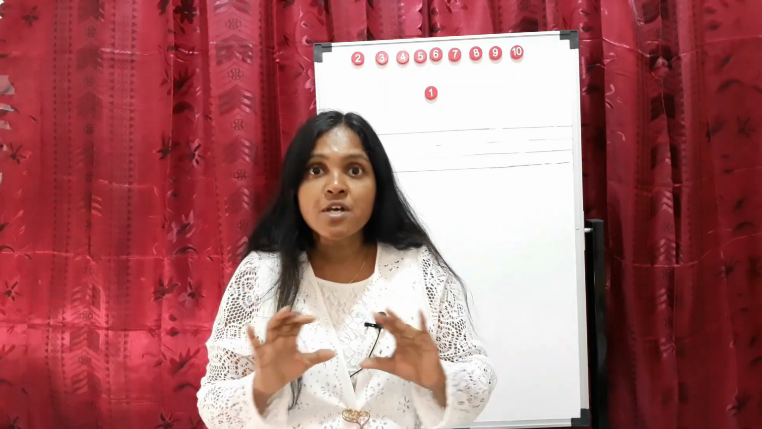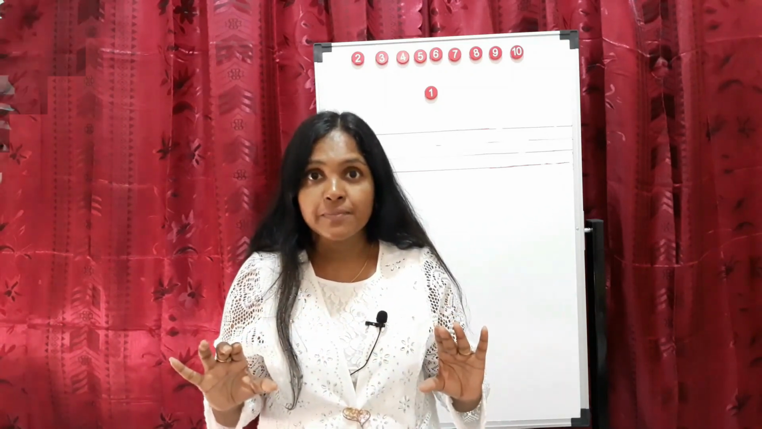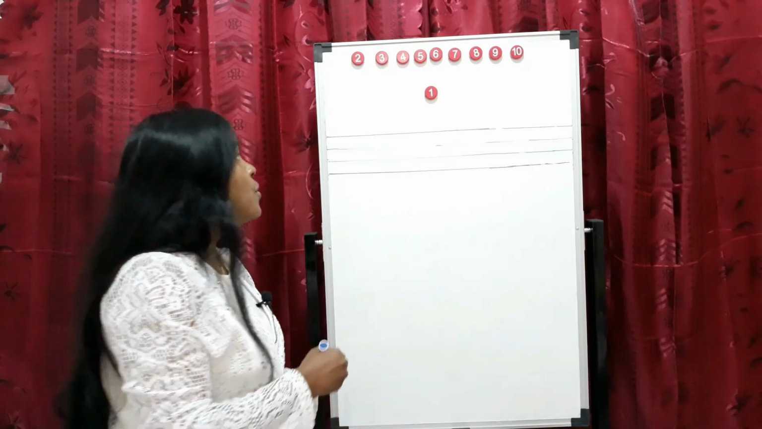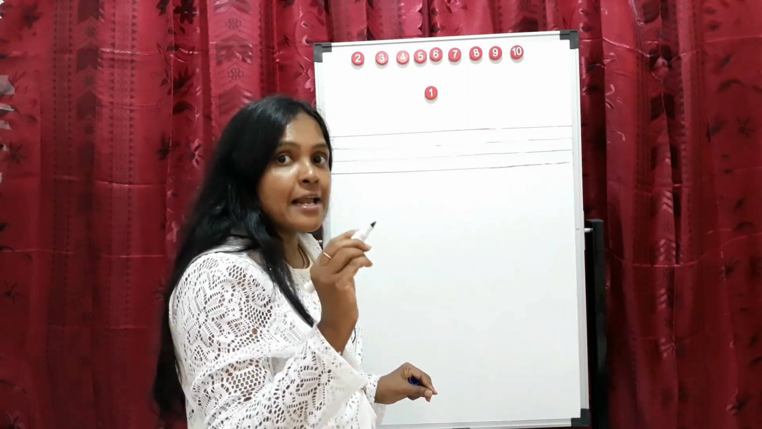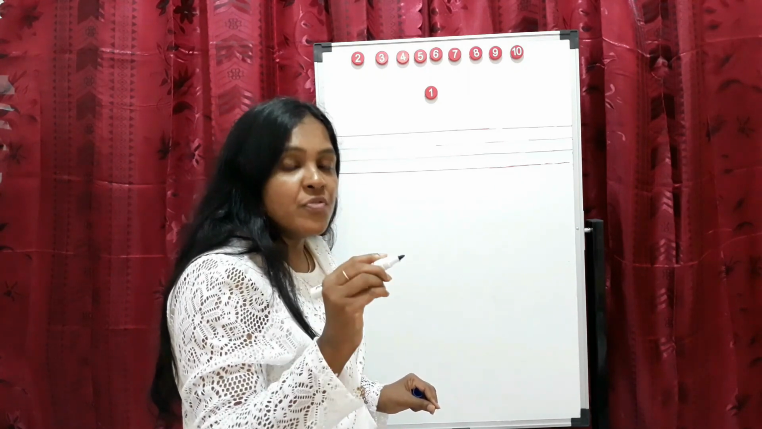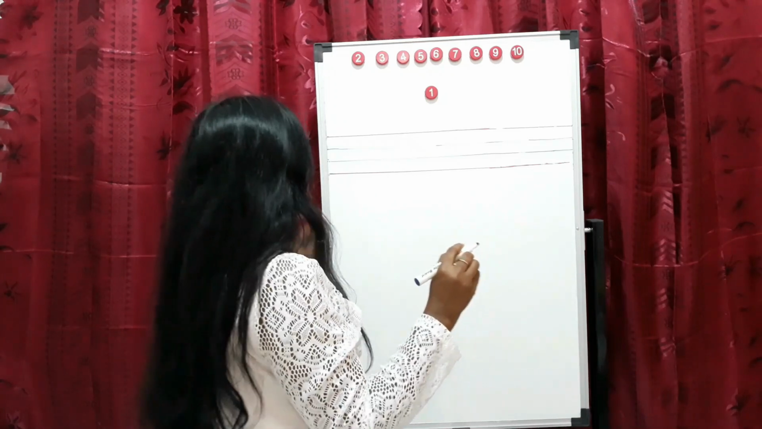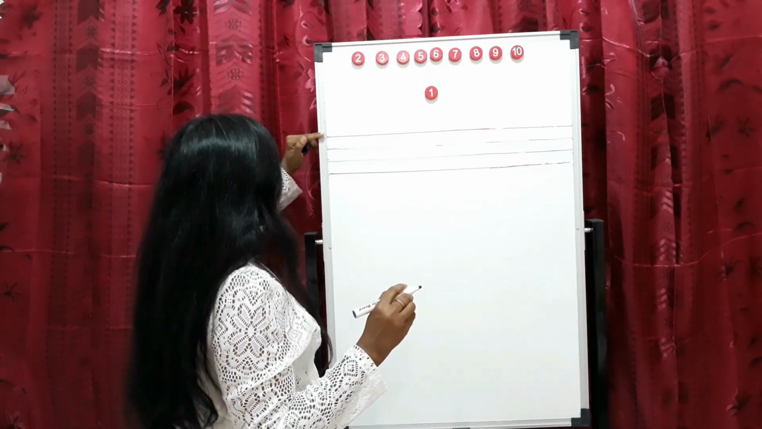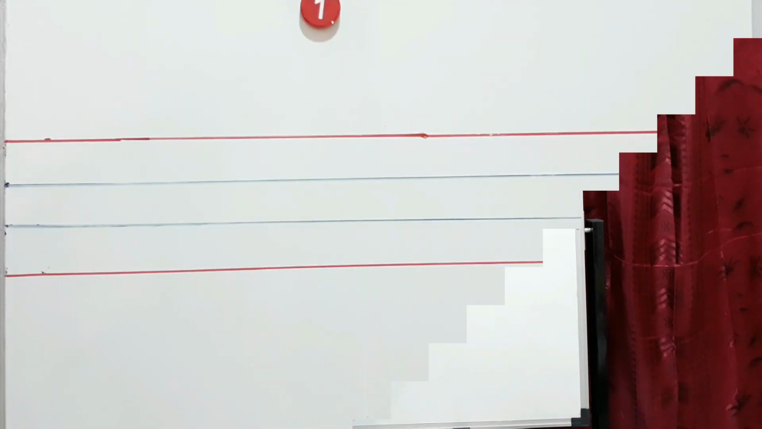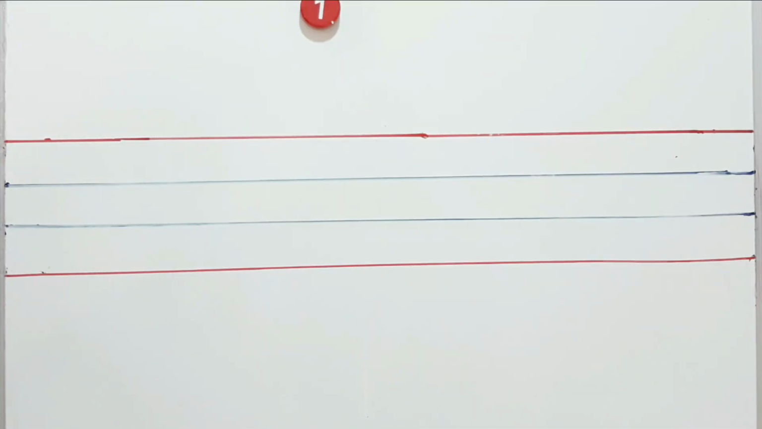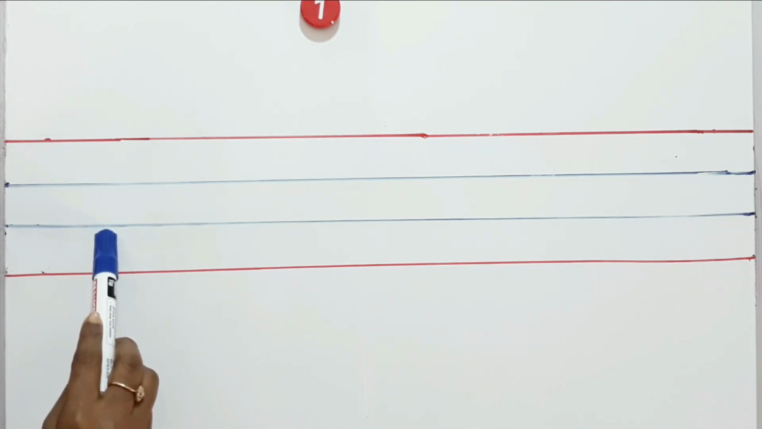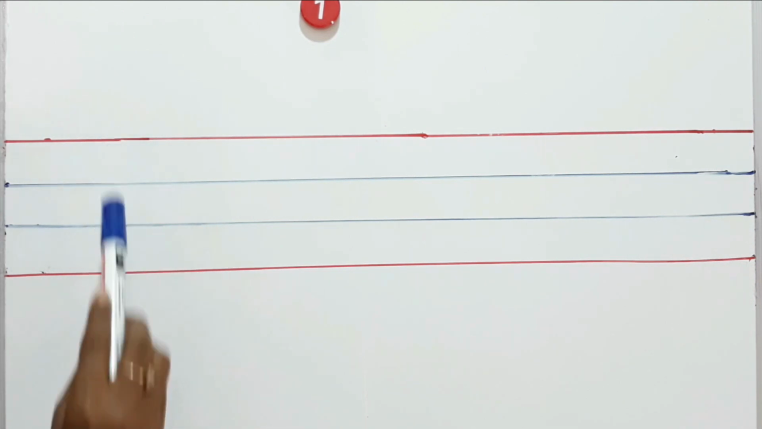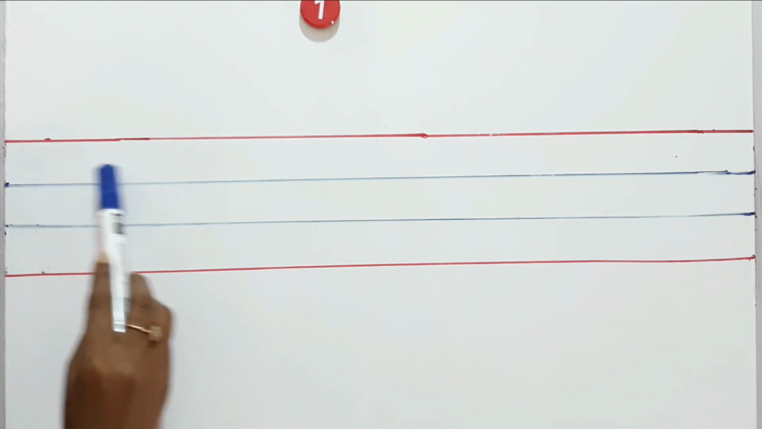There are two types of letters in the alphabet. First, I am going to show you how to write uppercase A. We can call it uppercase A, mother A, capital A. You can see 4 lines. There are 2 red lines and 2 blue lines. Red lines up and down, 2 blue lines in the middle.